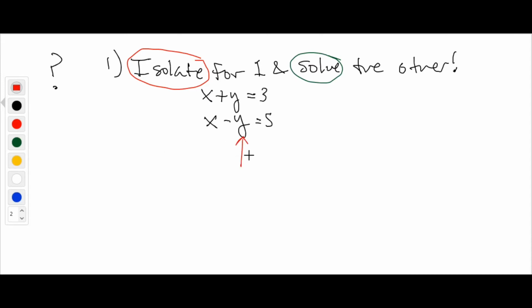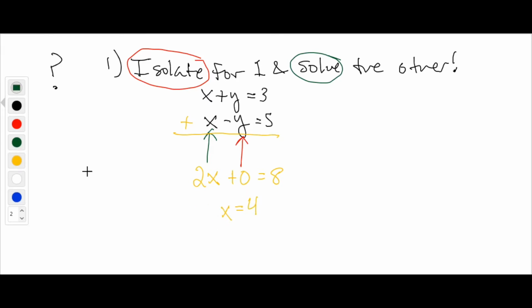I would actually recommend isolating y and solving for x. The reason I want to do that is because if we're looking at this side, positive y minus y would cancel out, and then you would solve for x. That means you would get 2x, and this cancels out to be 0 equals 8. Because we're taking x plus x, y minus y, 3 plus 5, with x equaling 4.